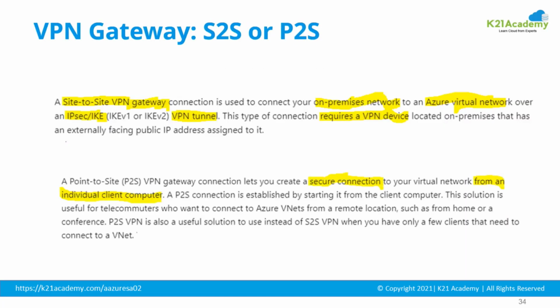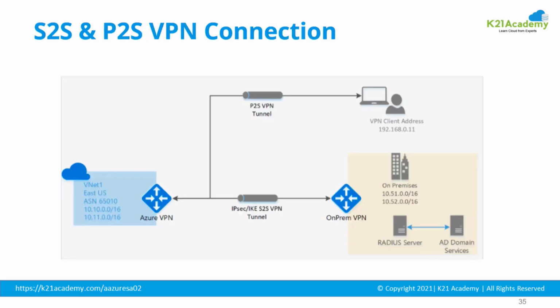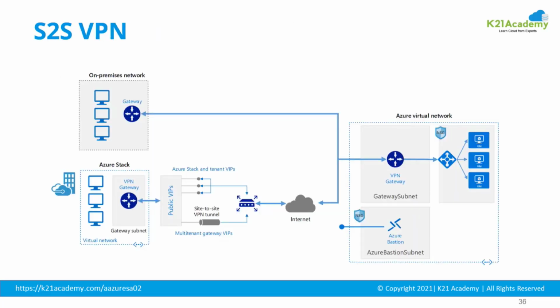Whereas point to site is a VPN gateway connection that lets you create a secure connection from your virtual network to an individual client computer, which could be my laptop or your laptop. On that individual client laptop, you're going to install a client like OpenVPN. Now, if you're part of Azure Administration AZ-104, there'll be a lab activity guide to perform this. So this is my site-to-site and point-to-site VPN connection.